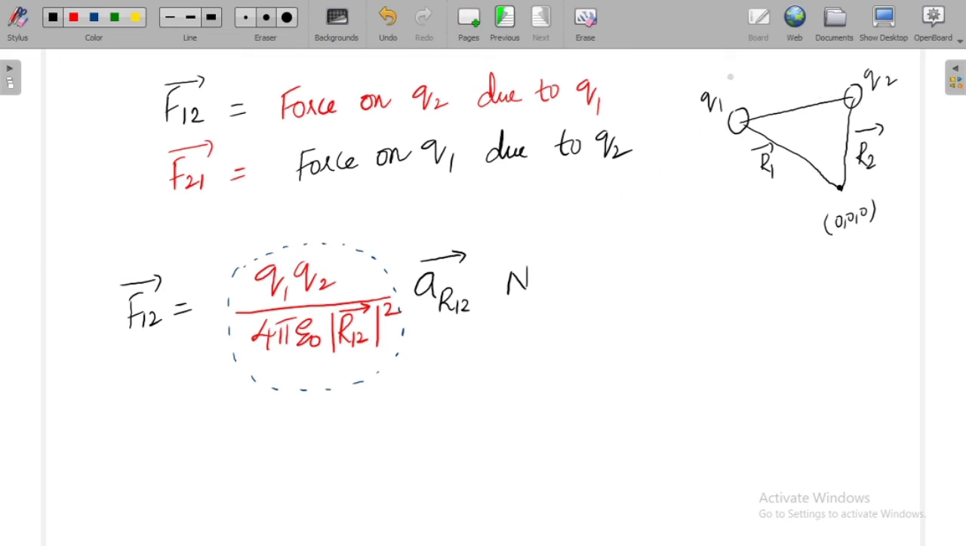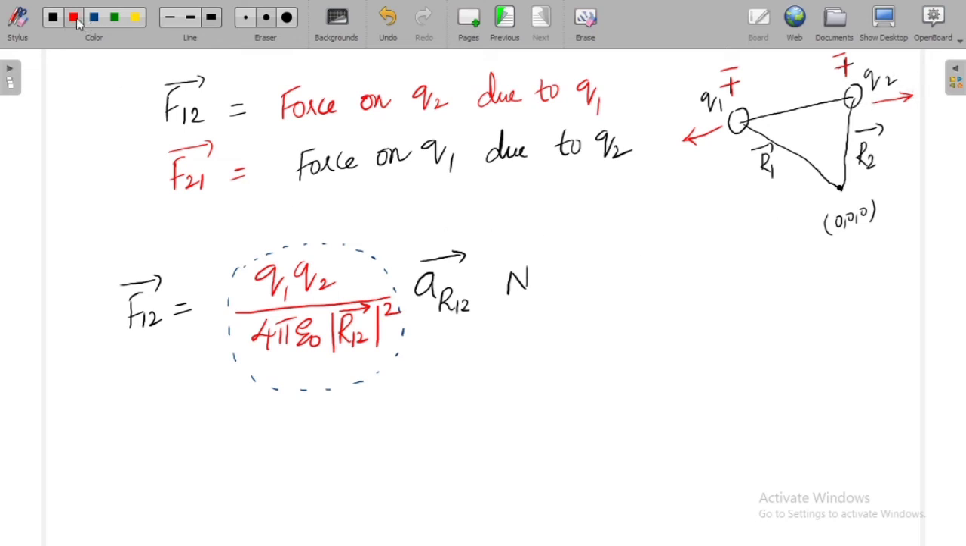Now let me see the three cases. If these two are positive charges, equal charges, then Q1 will move in this direction and Q2 will move in this direction. This is the same case with both having negative charges, right? If both are positive, then this charge will move in this direction and this charge will move in this direction. If both are negative, then also this charge will move in this direction and this charge will move in this direction.